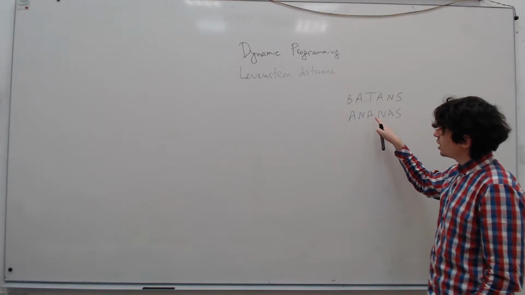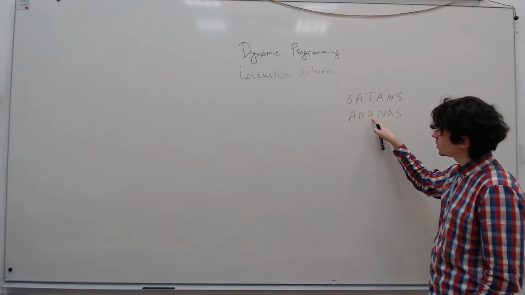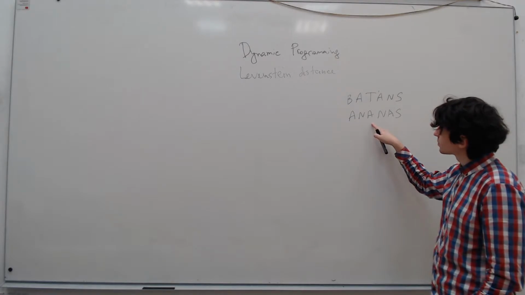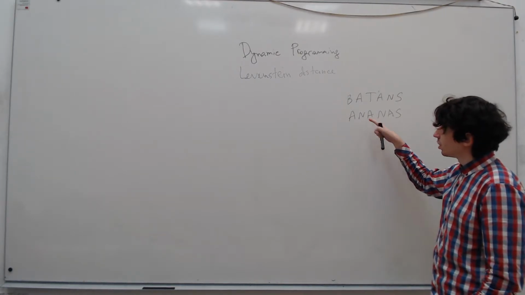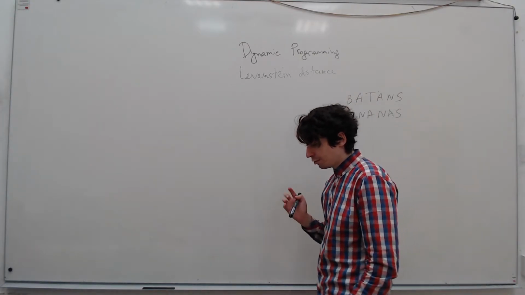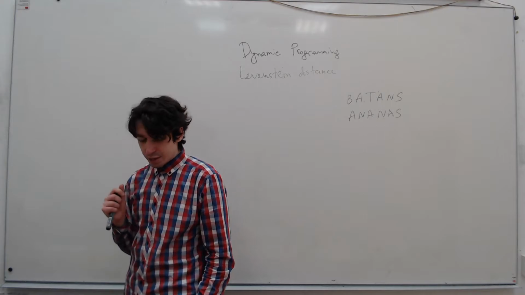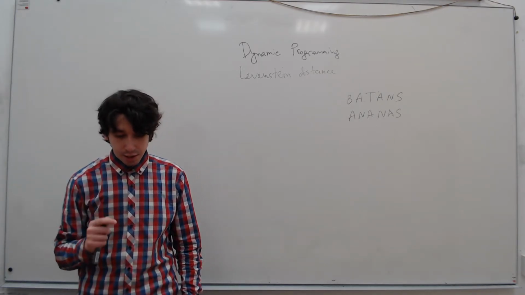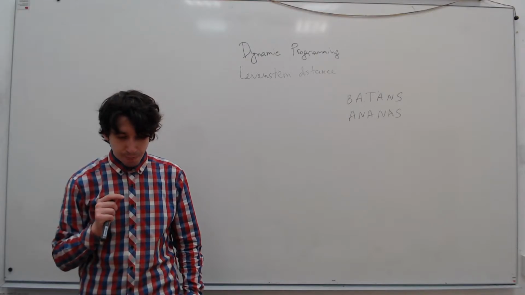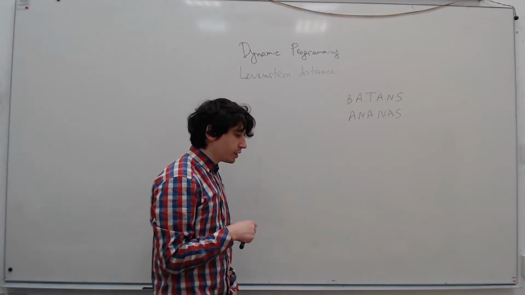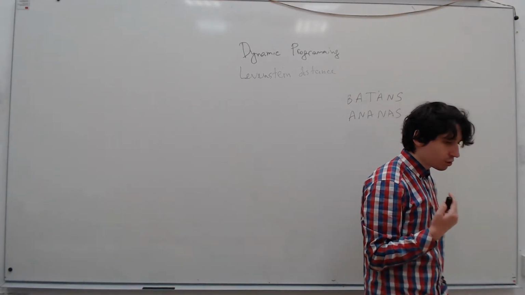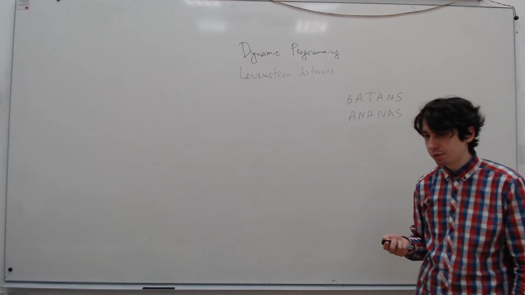We can change the character of one string from A to B, for example. That's all. So we can have three operations on a string: insert a character, delete a character, or change the character of the string to another one. The question is, what is the smallest number of changes we should make to the first string to obtain the second string?